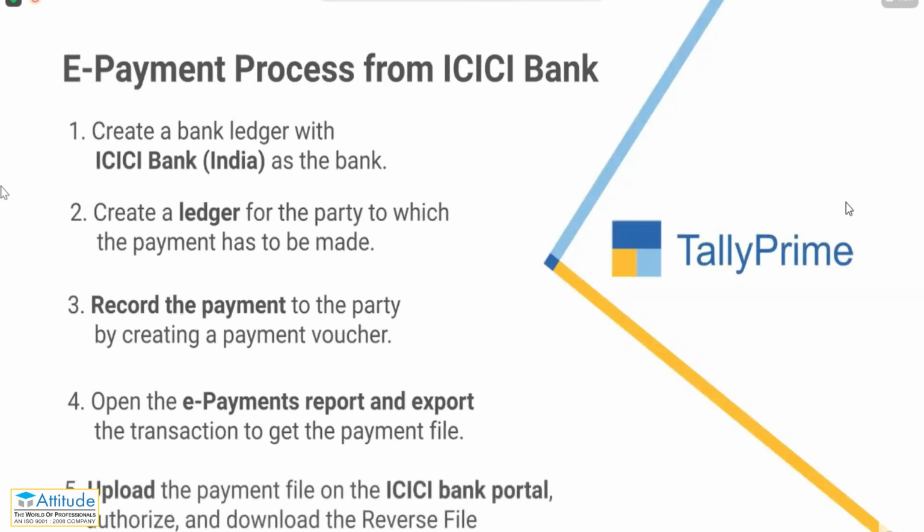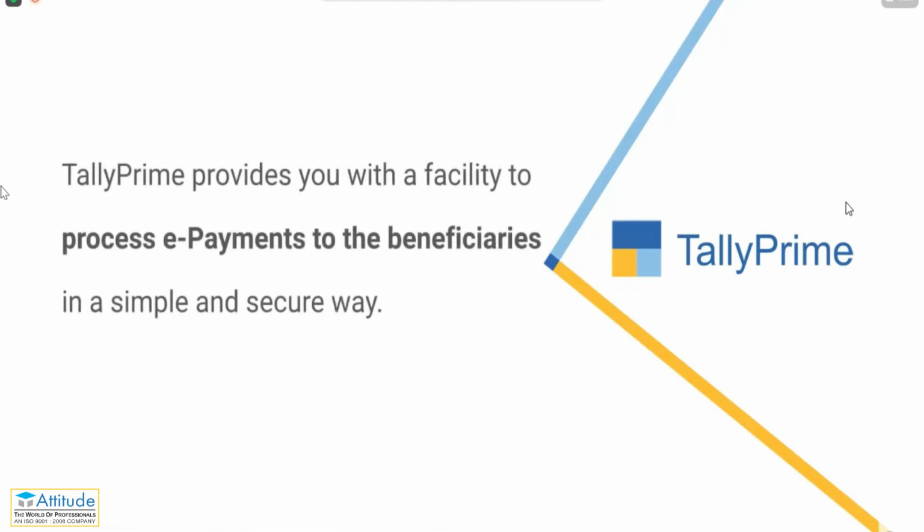Finally, upload the payment file to the ICICI Bank portal, authorize and download the reverse file. You can import this file in TallyPrime to reconcile the e-payment transaction. As you saw, TallyPrime provides you with the facility to process e-payments to the beneficiaries in a simple and secure way.